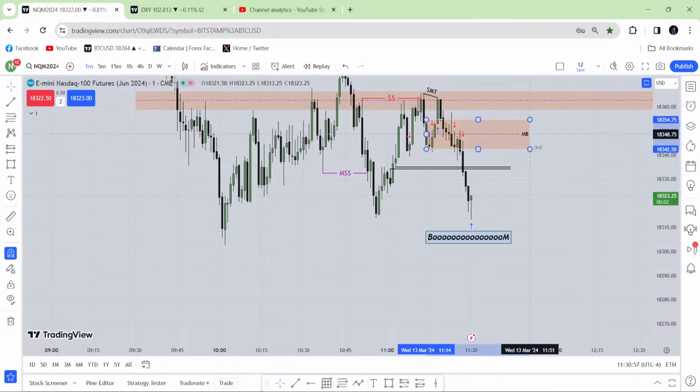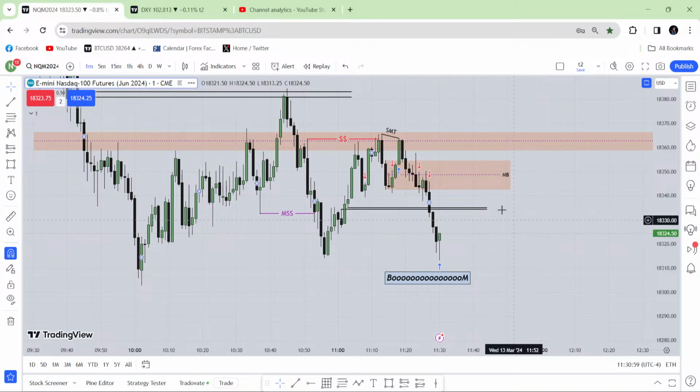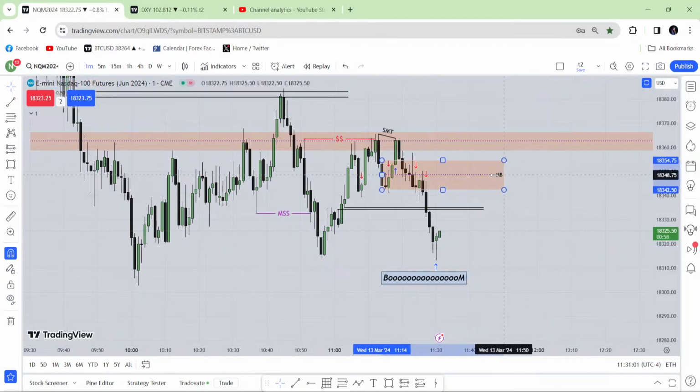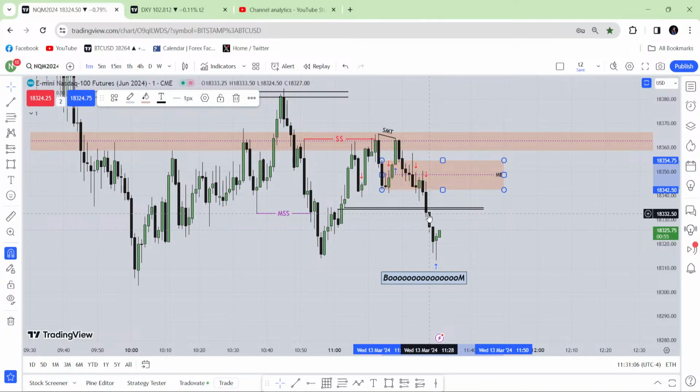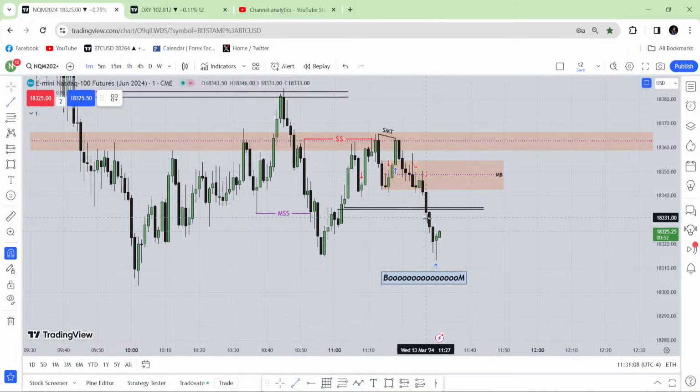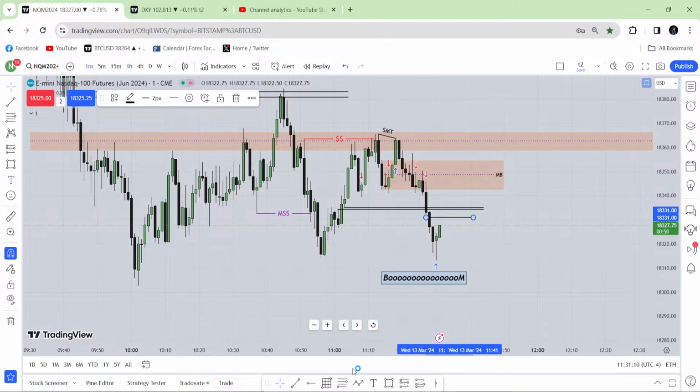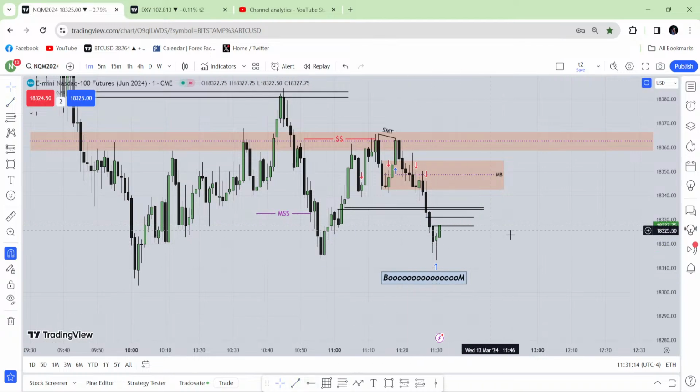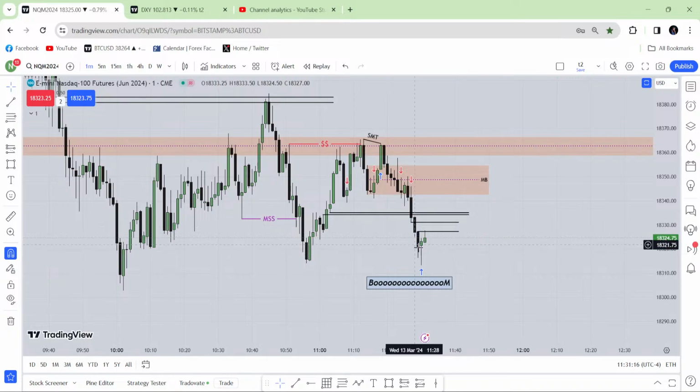That's it. Here is your mitigation block. Here, this one is your mitigation block. If anybody has any confusion about this mitigation block, you can ask me. This is that first fair value gap, which has a lot of things to do. This fair value gap has a lot of job to do.